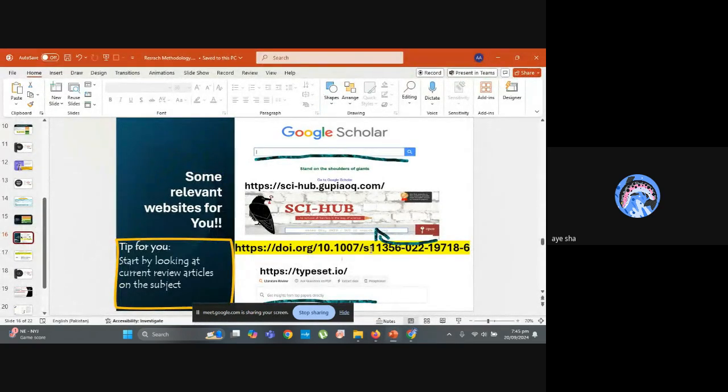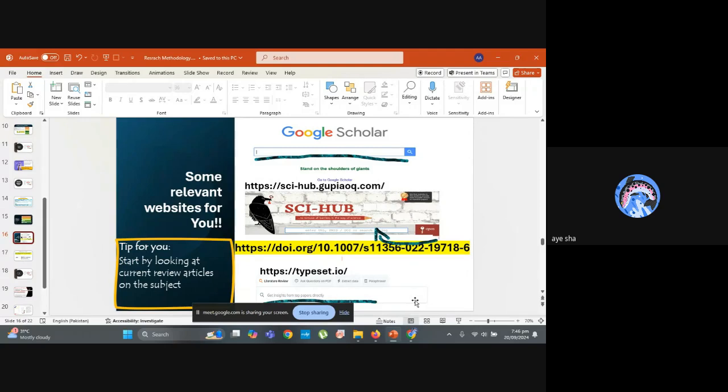Next one is Sci-Hub. I have added the URL over here for Sci-Hub. Sci-Hub is actually for those articles that are not accessible. For example, there are various journals that do not provide open access to everyone. They only provide open access to those who pay them, right? So basically, many educational institutes pay them, not the students most of the time.